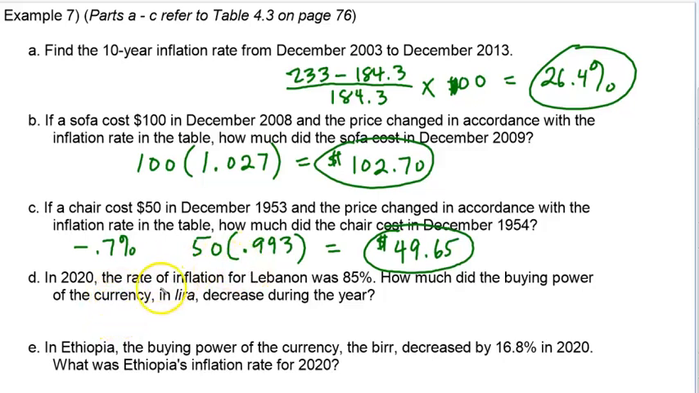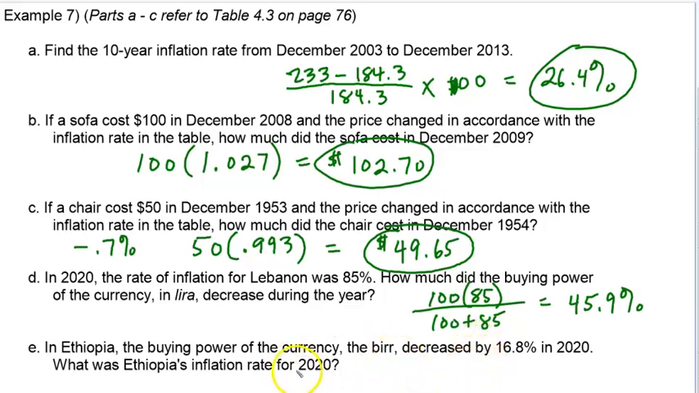Okay, we're told in 2020 the rate of inflation in Lebanon was 85%. How much did the buying power of the currency in lira decrease that year? So this is our formula. So given inflation, what's the buying power? So we do 100 times 85 over 100 plus 85. So the formula that we just looked at a few minutes ago. And this to the nearest tenth would be 45.9%.